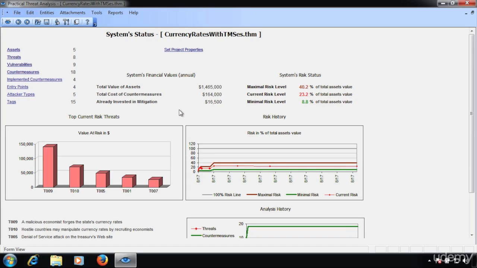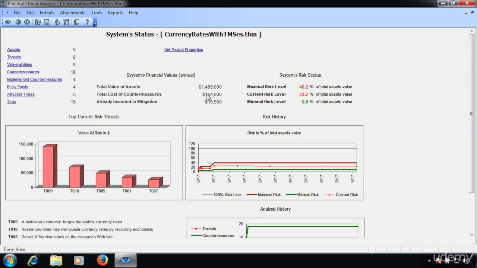What we have here is a company, which is a financial institution, and it deals with currencies and stock markets and that kind of stuff. Now, the total value of our company, or the total value of assets, which is technically more accurate in this assessment, is $1 million and almost another half, so 1.5 million. The total cost of countermeasures implemented after the risk assessment is 164,000, and the mitigation already invested is 16,500.